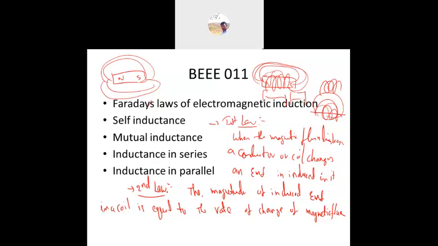Next, the second law: the magnitude of the induced EMF in a coil. In the first law, an EMF is induced in it. In the second law, the magnitude of the induced EMF is equal to the rate of change of magnetic flux. So we can write E equal to the rate of change of magnetic flux.